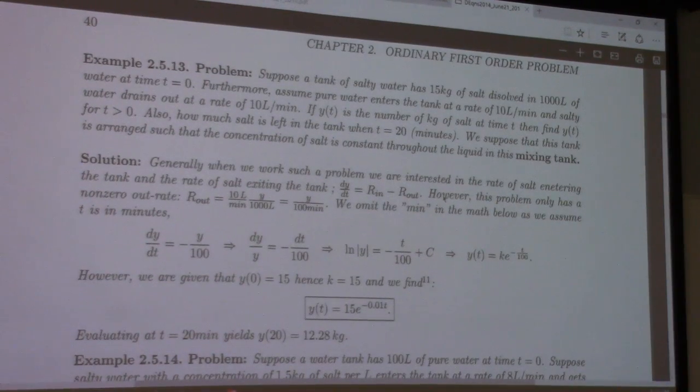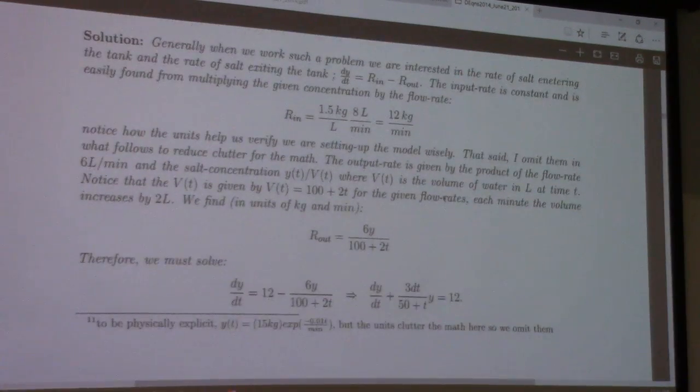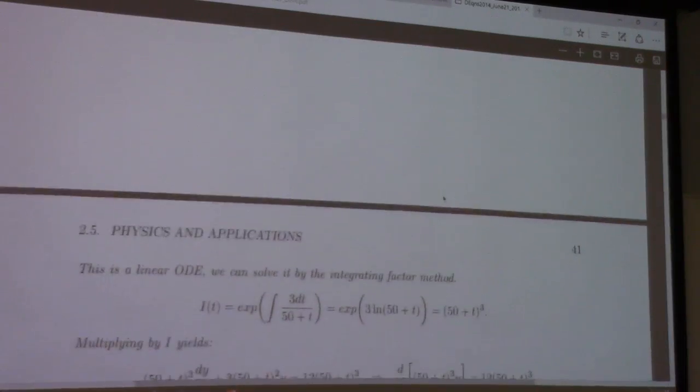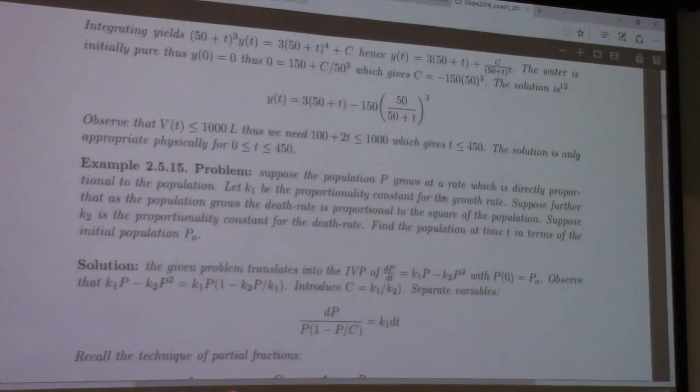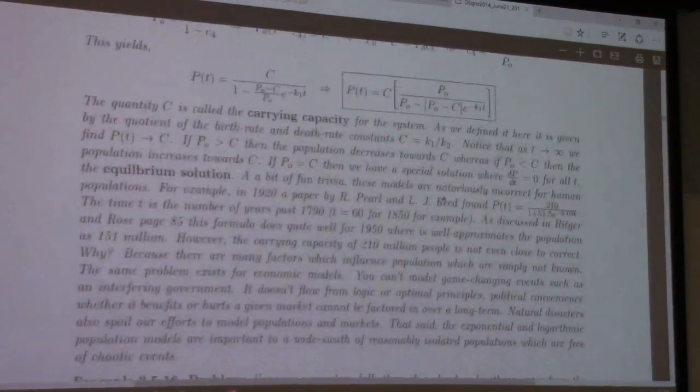Here's the mixing tank problem. I'll talk about that next class. Here's another mixing tank problem. We'll talk about that next class. Because you guys are mostly industrial and mechanical, so we should spend a little bit more time on mixing tank problems this time than I usually do. Here's the logistic growth problem we talked about.